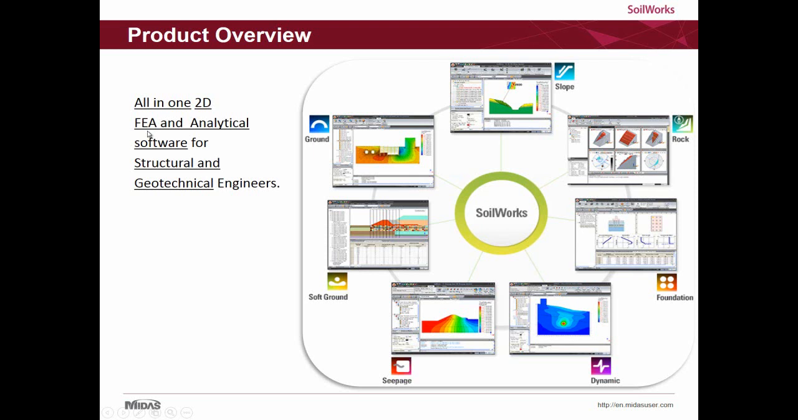SoilWorks is all-in-one 2D finite element analysis and analytical software solution for structural and geotechnical engineers. SoilWorks contains 7 modules. Slope module for slope stability analysis using strength reduction method, stress analysis method, as well as limit equilibrium method. Then rock module for different failures and slope stability of rocks.